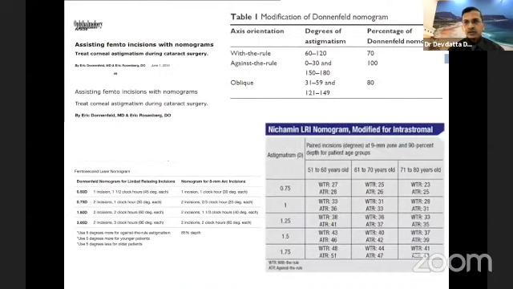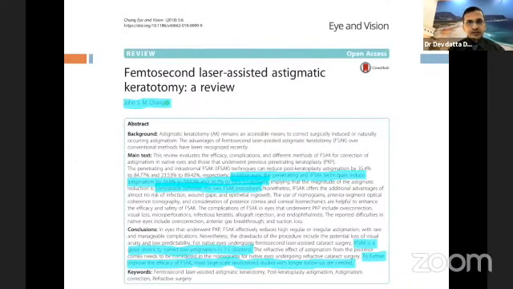So even now, the nomograms which were originally done by Donnenfeld and Nichamin were modified because these incisions are slightly central and they have to be modified according to the value of posterior corneal astigmatism, or type of astigmatism, I would say. So various papers recently have shown this is a very effective technique.